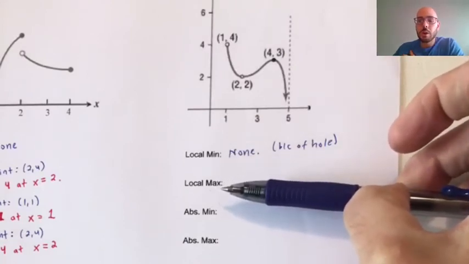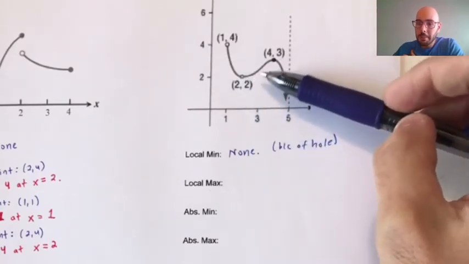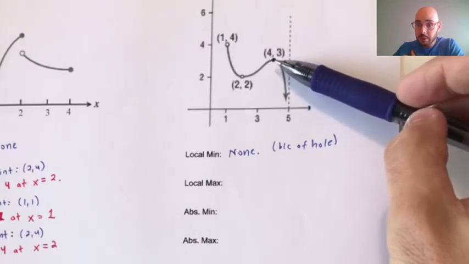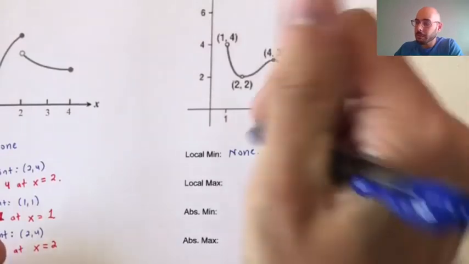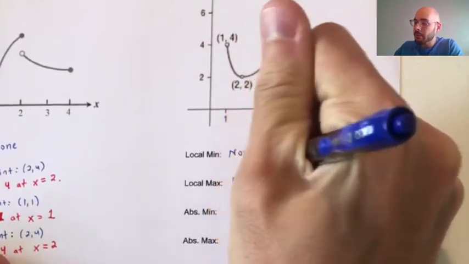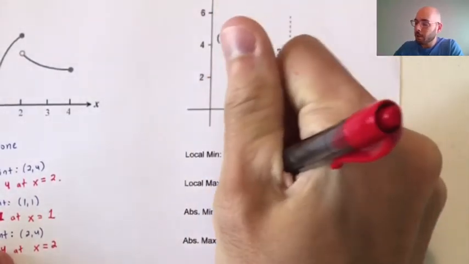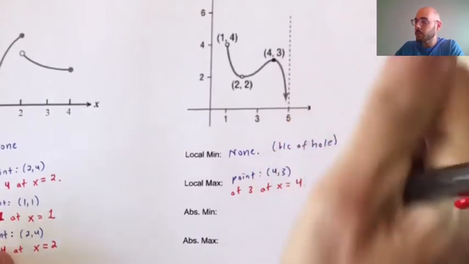Up next are local maximums. So those are also humps of the graph, small high points. So we have this hump here at 4, 3, little mountain peak. It is filled in, so that means we achieve that point, so that's going to be perfect. That's going to be a local maximum for us at the point 4, 3. And we can say that we have a local maximum of 3 at x equals 4.